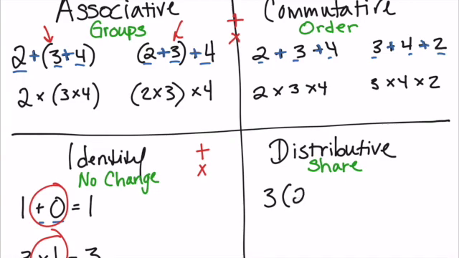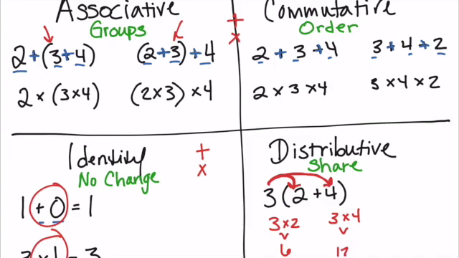3 times 2 plus 4. If you're going to answer this math problem, 3 times 2 plus 4, using the distributive property, it looks like this. And you take the outside number and you share it with both of the inside numbers separately. So you would do 3 times 2, and then you would do separately 3 times 4. So we know 3 times 2 is 6, and 3 times 4 is 12.